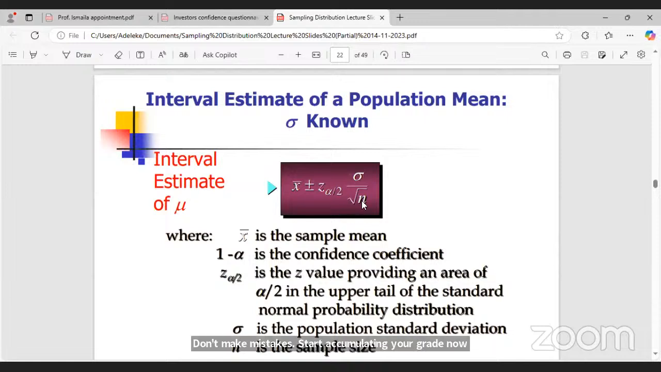So standard error is different from margin of error. Standard error is sigma over root n. Error margin is when you multiply standard error with the value from the table; it gives you the error margin. So you should note that. So this is the confidence interval when you are estimating the population mean and the sigma is known. All right, so this is the formula to use. Now let's apply it.